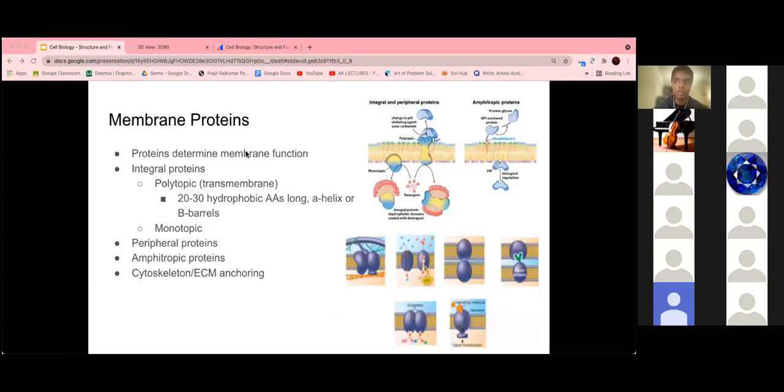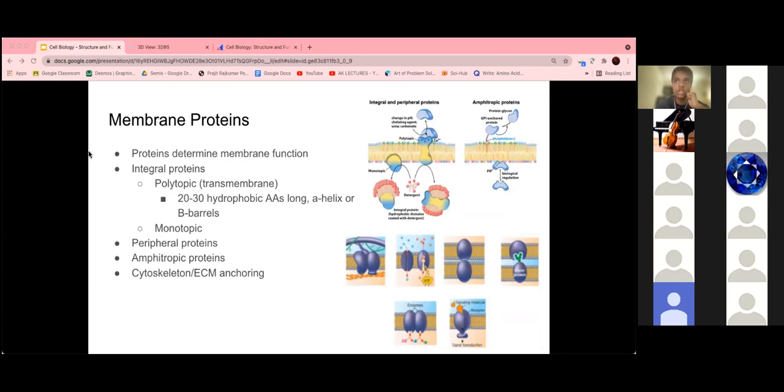All right, moving on, now I'm going to be talking about membrane proteins. As I mentioned before, cell membranes contain membrane proteins, a diverse array of proteins, and their structure helps determine their function. The proteins themselves often determine the function of a cell membrane.